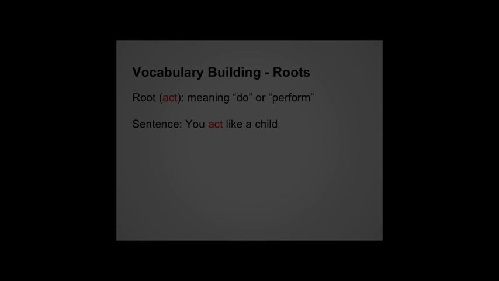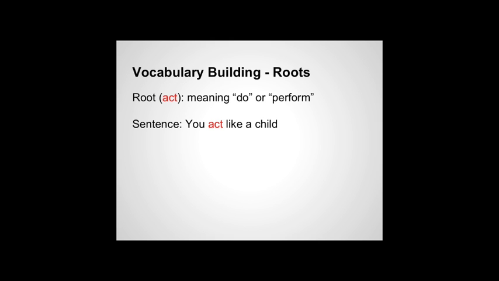When we look at words, we can first look at their roots. Roots are the most basic words in English. For example, the root word act means to do or to perform. If I say you act like a child, it means that you are doing or performing like a child.